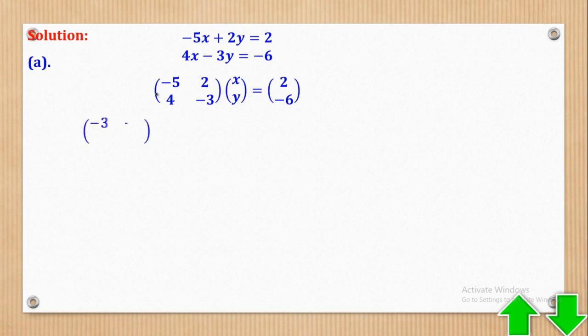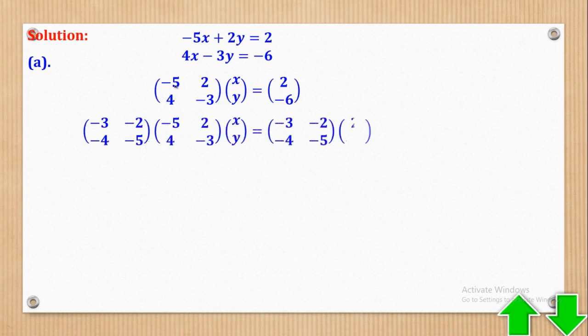So next is to multiply both sides by the adjoint. So how is the adjoint got? For the adjoint, you interchange the entries in the major diagonal, so this 3 will come this side and this 5 will come this side. But for the minor diagonal, we change the signs. It means that positive 2 will become negative 2 and positive 4 will become negative 4. So this is the adjoint and it's multiplied on both sides, but note the order of the multiplication. The order must be this. If you put this one after this, it will be wrong.